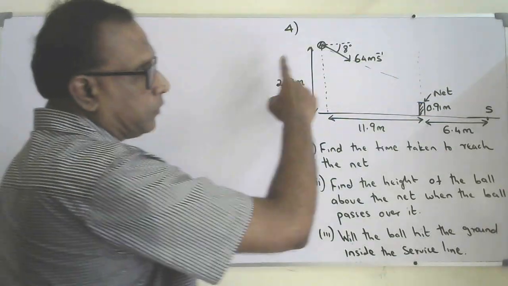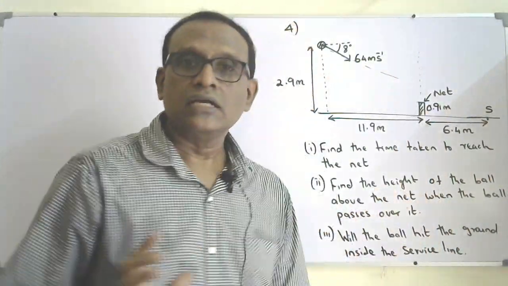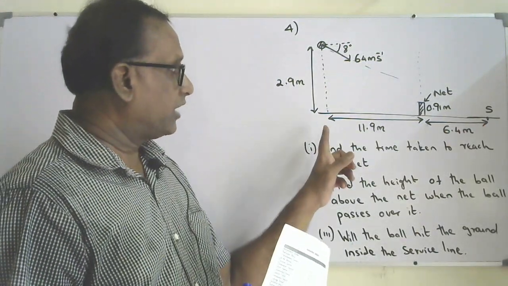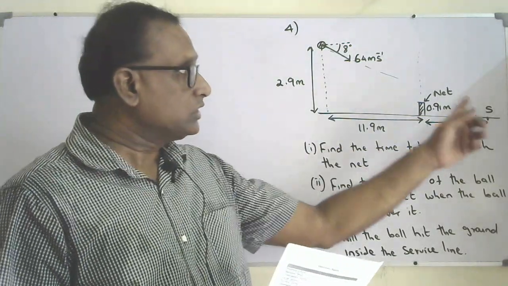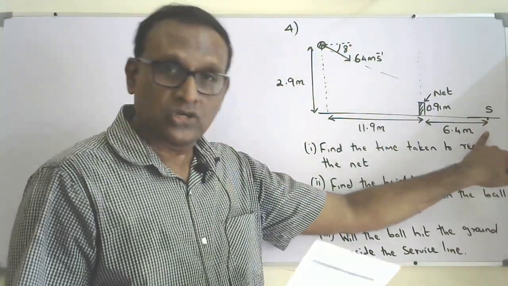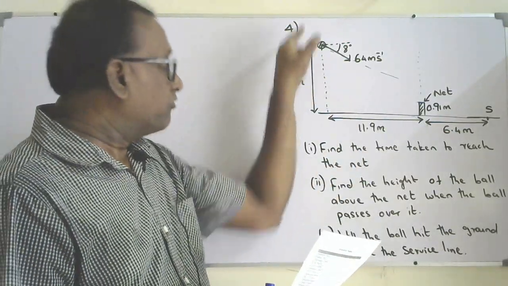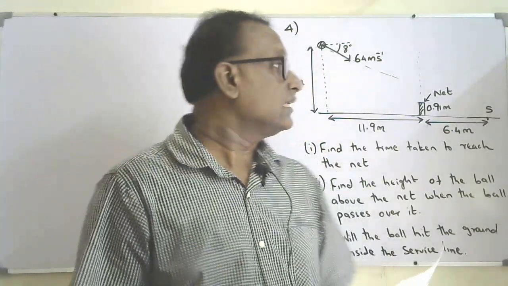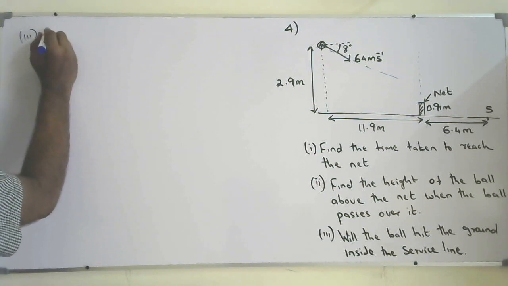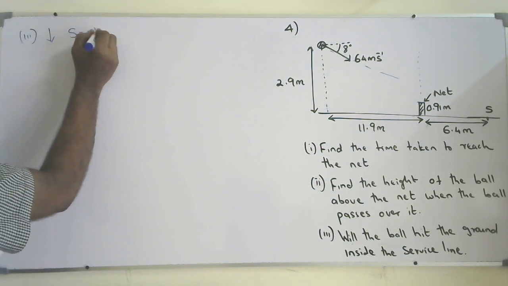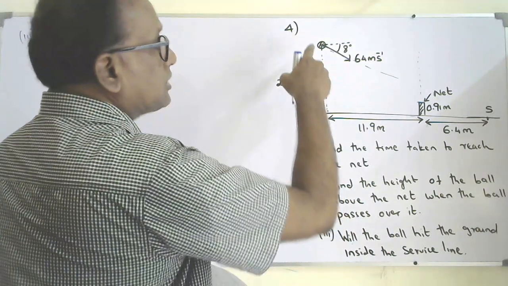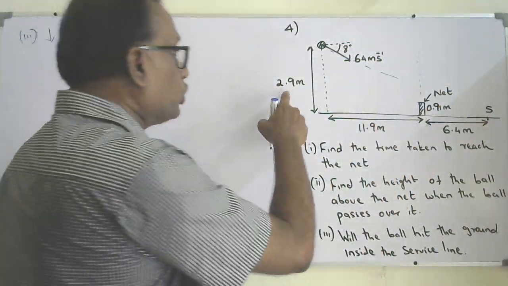Okay, third part: will the ball hit the ground within the service line? The service line is at a distance of 6.4 meters from the net. For that, we will find the total time taken by the ball to reach the ground. We know it's not going to hit the net. So that means the time taken to complete a vertical displacement of 2.9 meters. There you will get a quadratic equation. Downwards we use s = ut + half at squared, from the initial position to the ground. When it reaches the ground, its vertical displacement will be 2.9 meters.